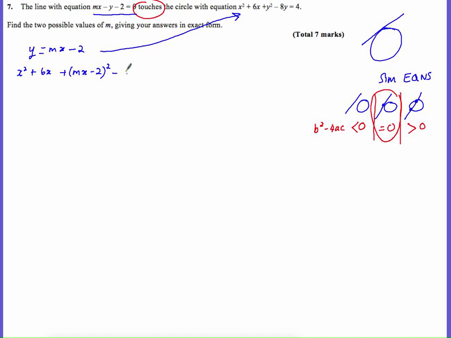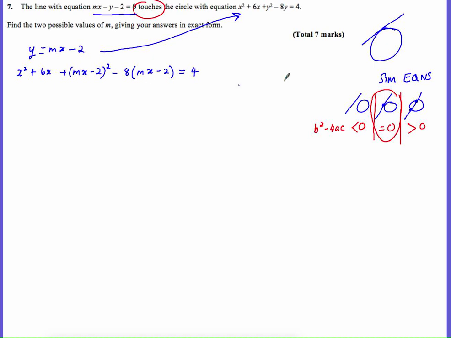I think a lot of you are put off by the fact that you've got an m in there as well. You just have to deal with it, I'm afraid, because if it didn't have an m in there, it would be a GCSE level question. So they've got to make it a little bit trickier at some point. If m is just a constant, which it is, the gradient of this line, this is a quadratic.